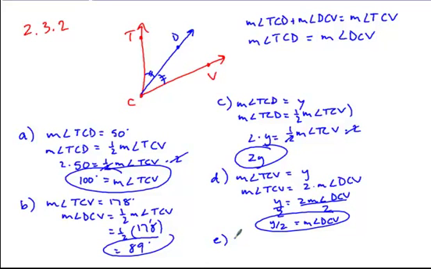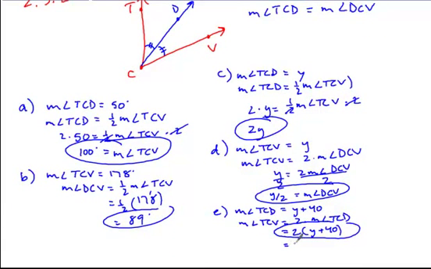Part E, if you're told that the measure of angle TCD is given as y plus 40, and you want to solve for TCV, again, the measure of angle TCV is twice the measure of angle TCD. And so if you just substitute that in, y plus 40, you get your solution. And again, you can leave it here, or you can expand it out to y plus 80. Either of those would work just fine.